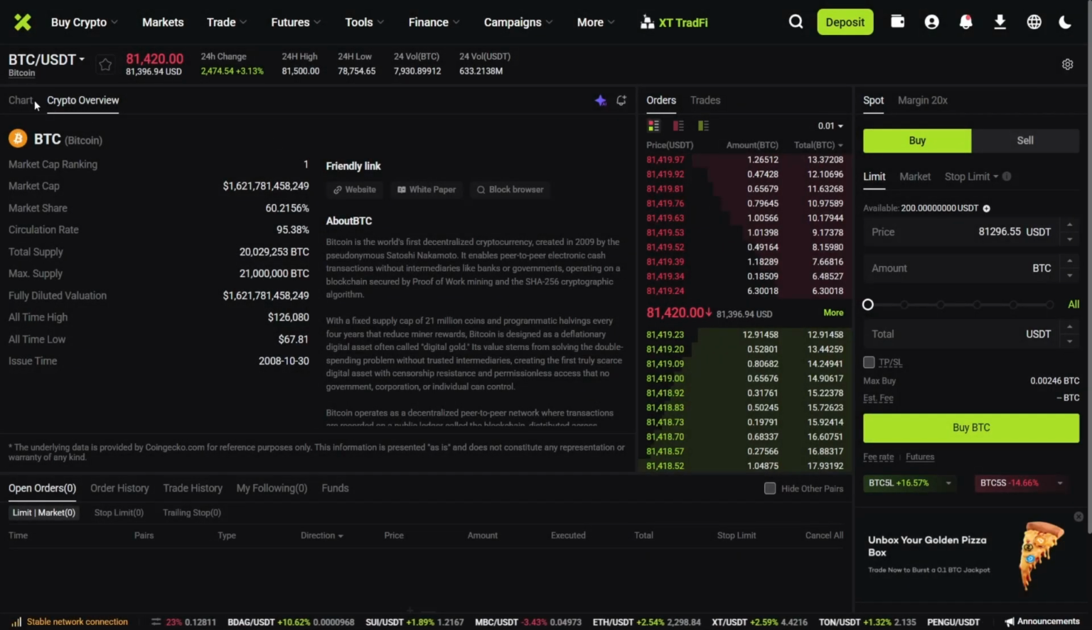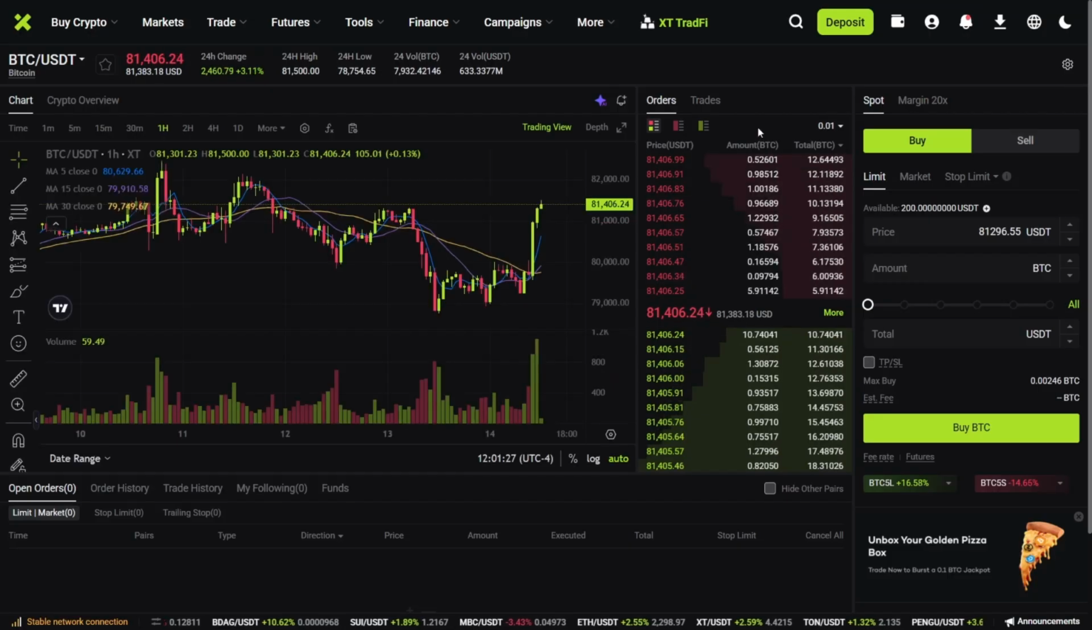Just to the right of the chart, we have the order book. It shows all the current buy and sell orders on the exchange. The green represents buy orders, and the red represents sell orders. The order book can help traders see supply and demand at different price levels, while also giving a sense of the asset's liquidity, meaning how much buying and selling interest there is at each price.